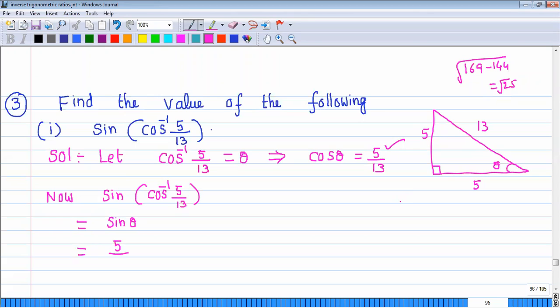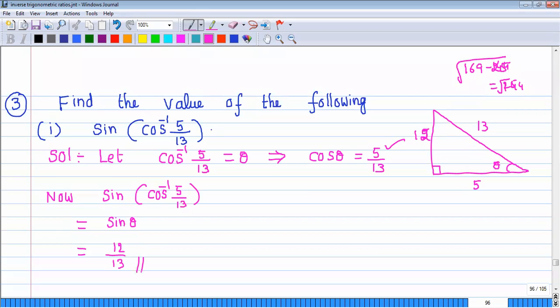I made a mistake here. 5/13 is given, so 169 minus 25 is 144. The square root is 12. So this will be 12/13. I made a mistake. 12/13. Now it's clear?